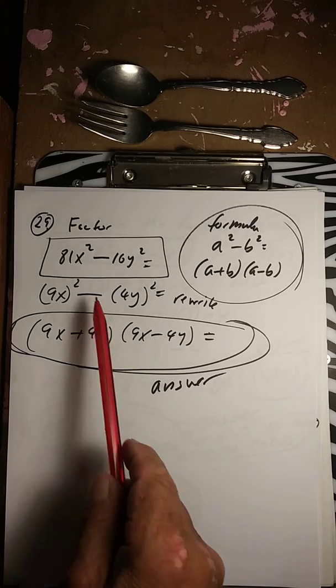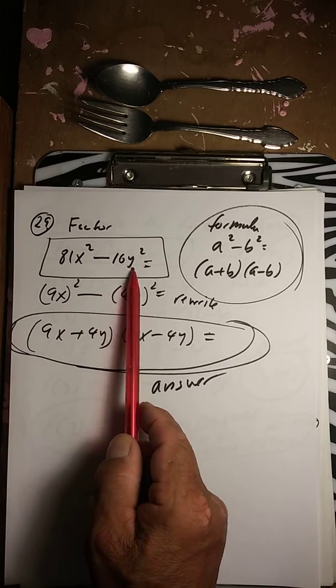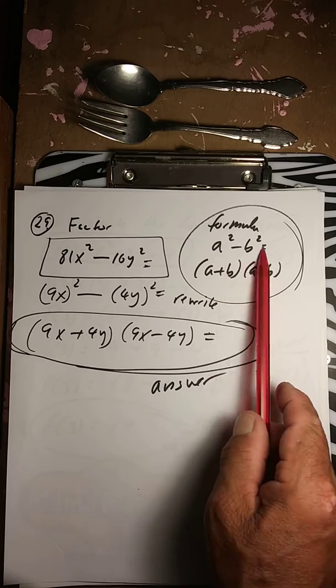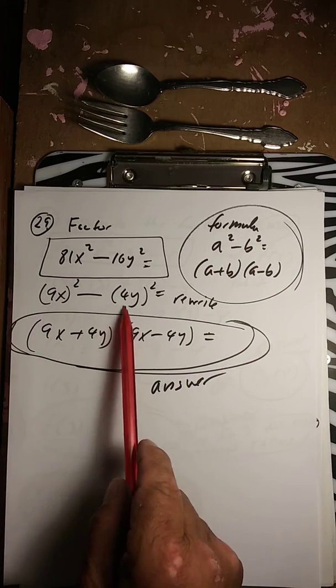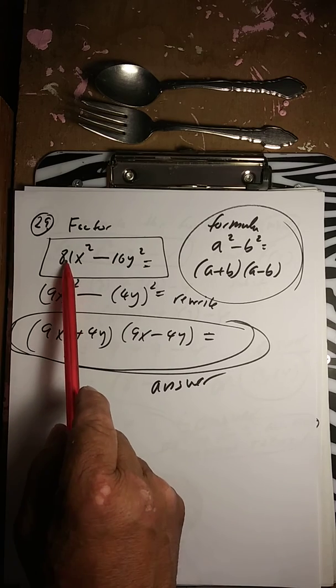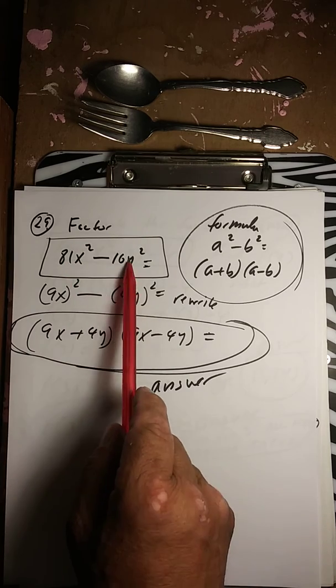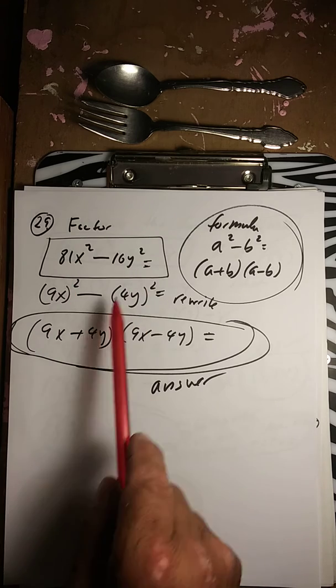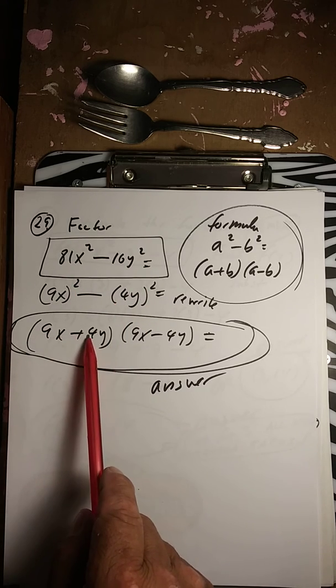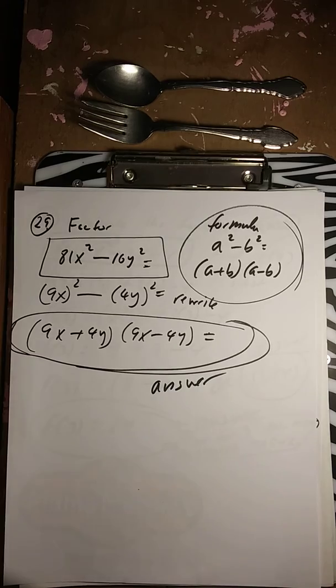Alright. 81x squared minus 16y squared. That's the difference of squares. A squared minus b squared is a plus b, a minus b formula. So 9 times 9 is 81. 4 times 4 is 16. So 9x is that. 4y is this one. Because 81 x squared, 16 y squared. And that's going to become 9x plus 4y, 9x minus 4y.